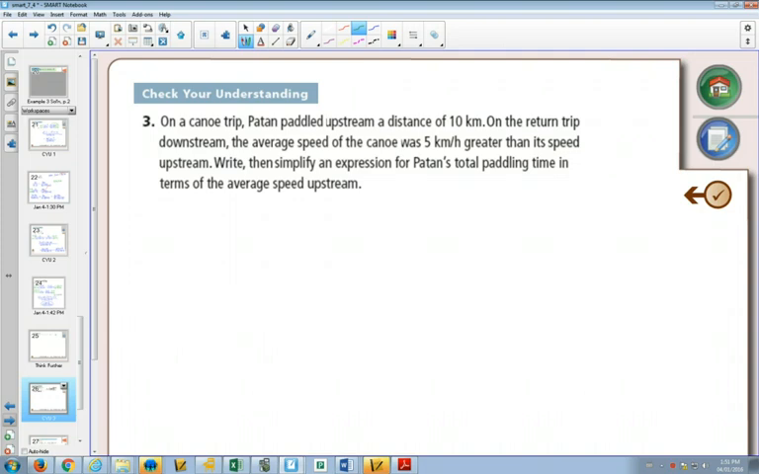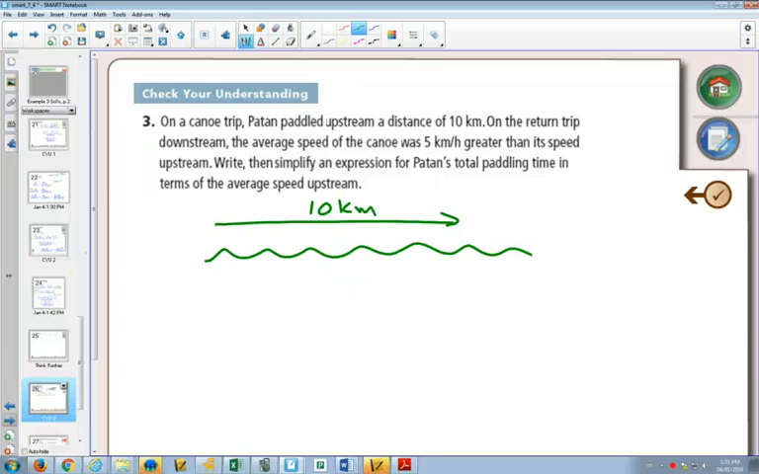So here we got a word problem. We got a river. I'll draw a picture. We're going 10 kilometers upstream, and then 10 kilometers back downstream. It's saying that the speed is 5 kilometers per hour more on the way back rather than on the way there.